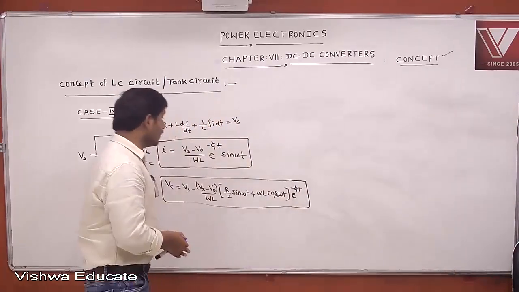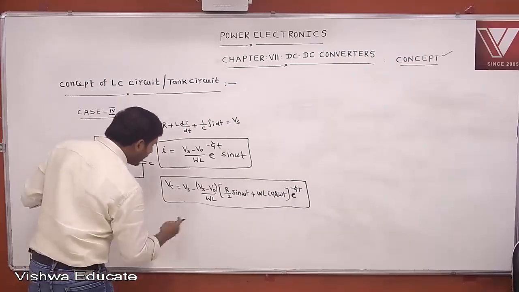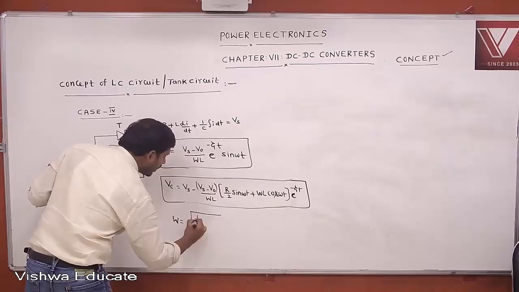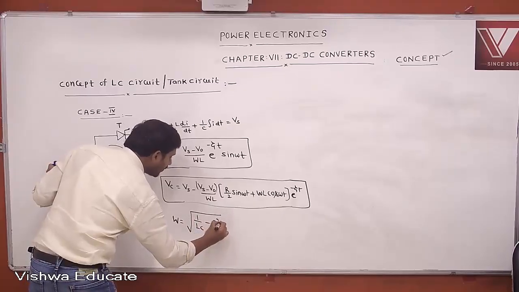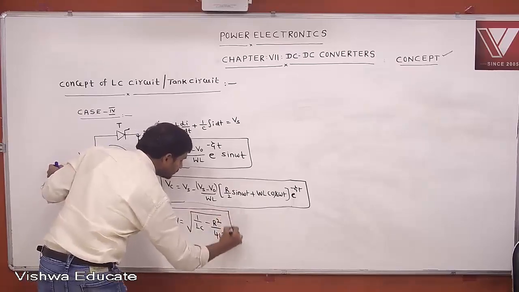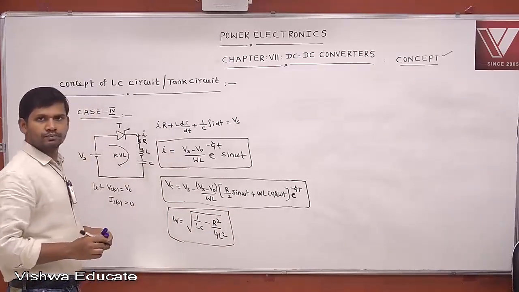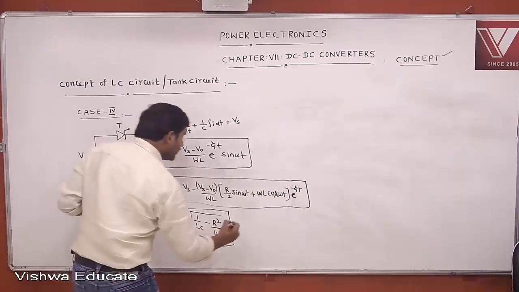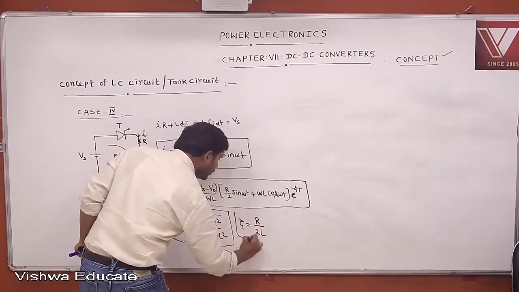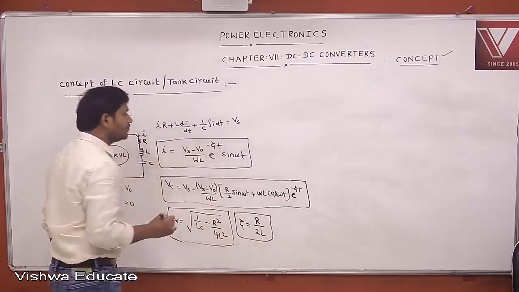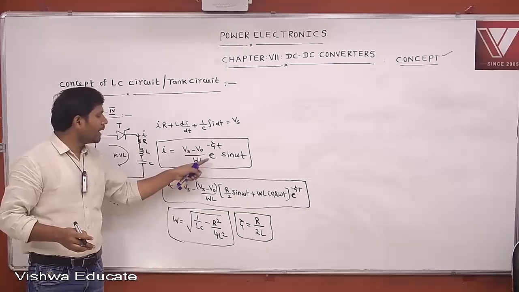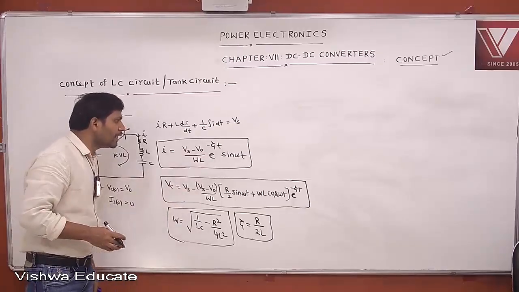Okay. Yes. Then what is omega? Omega is square root of 1 by LC minus R square by 4L square. What is zeta here? Zeta equal to R by 2L, the damping coefficient or damping ratio. Okay. This is I equal to Vs minus V0 by omega L into e power minus zeta t into sin omega t.